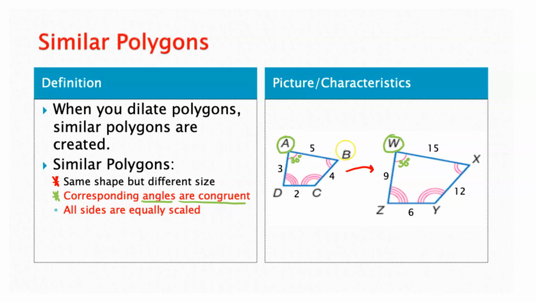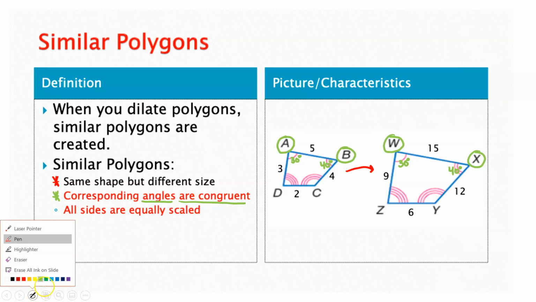Same thing for the other ones. We'll take a look at B. If B was 40 degrees, what would X be here? Its corresponding angle would also be 40 degrees. Just because we enlarged it, our angles are still going to stay the same. But that's not the case for the sides. Take a look at the sides here.